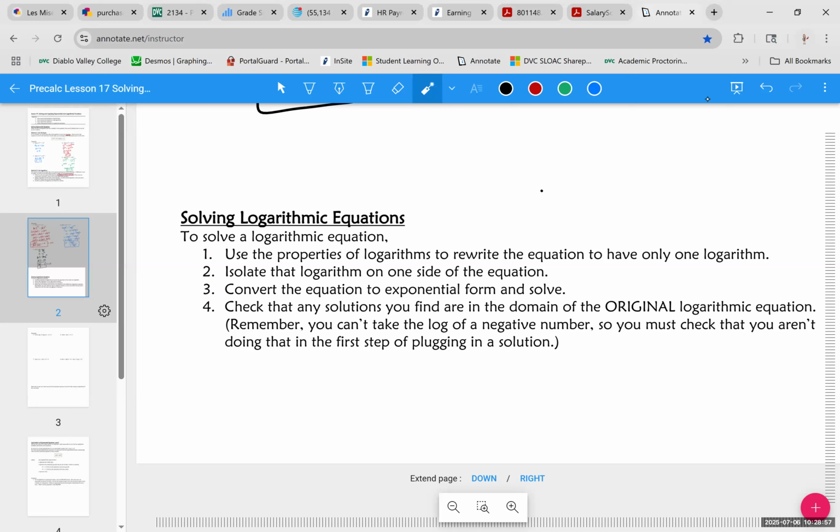We know how to convert between log form and exponential form, and so we will do that, and that will get rid of the log. We will then solve that equation for our variable. But this is another one where you have to check, because you need to make sure that any solutions you find are in the domain of the original equation. Remember, you cannot take the log of 0 or a negative number. So you have to take your answer and look back at the original equation and make sure you're taking the log of only positive numbers.